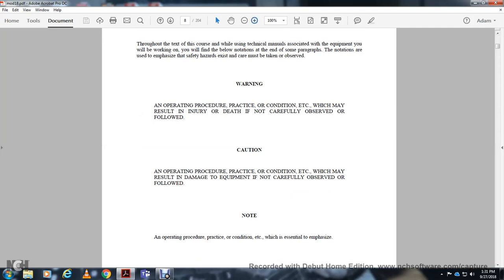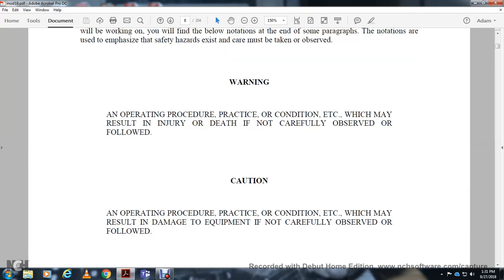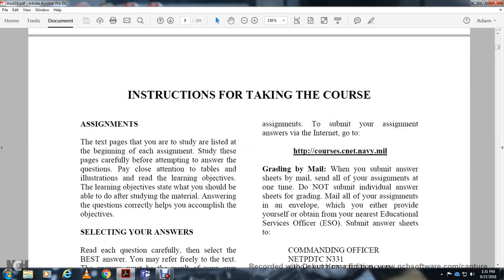The following text is this course. While you use the technical manuals associated with the equipment you will be working with, you will find notations throughout that emphasize points where care must be taken. Warning: an operating procedure or practice which may result in injury or death if not carefully followed. Caution: an operating procedure or practice which may result in damage to the equipment if not carefully observed or followed. Note: an operating procedure, practice, or condition which is essential to emphasize.